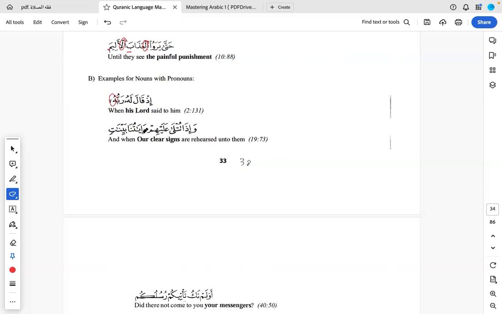Likewise, وإذ تتلى عليهم آياتنا. I didn't circle عليهم because this is not a noun added to the attached pronoun, but rather it's a particle, a preposition. So we're focusing today only on nouns. Nouns added to attached pronouns to convert them from indefinite into definite words. So ربه, his Lord, آياتنا, our clear signs, or our signs, clear because of bayinat. So آياتنا is our signs.